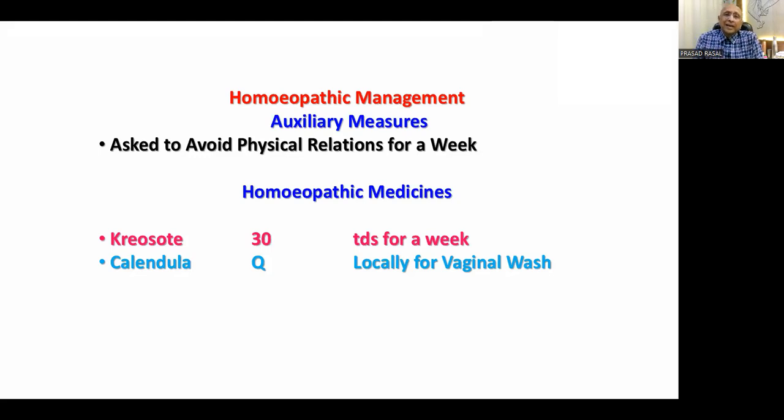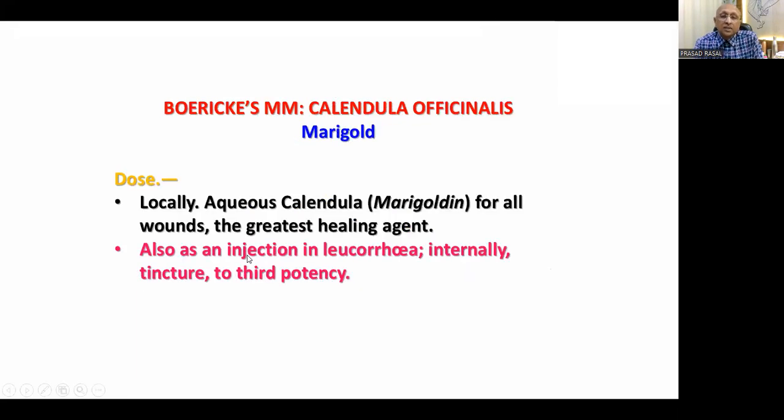Many of us never use this. If you read Boericke's Materia Medica, he has very specifically mentioned the use of calendula locally. If it is vaginal candidiasis, if you find the fungus over there or a thick leucorrheal discharge, it is always candidial. At that time, calendula locally helps a lot. It covers the leucorrhea immediately. See what Boericke says. Boericke says it is a local aqueous calendula for all wounds, the greatest healing agent.